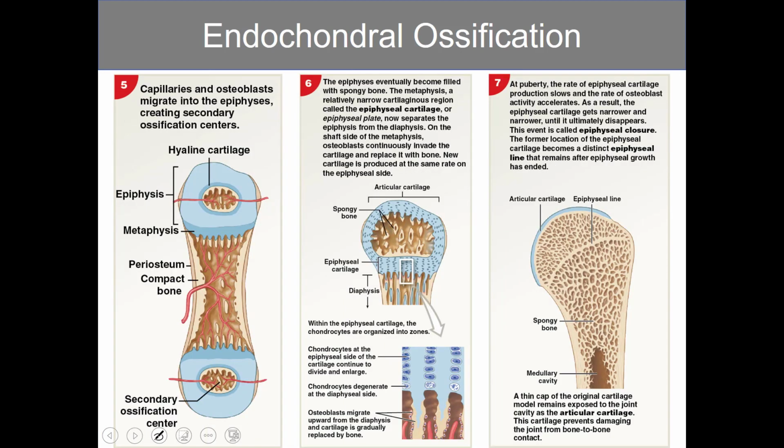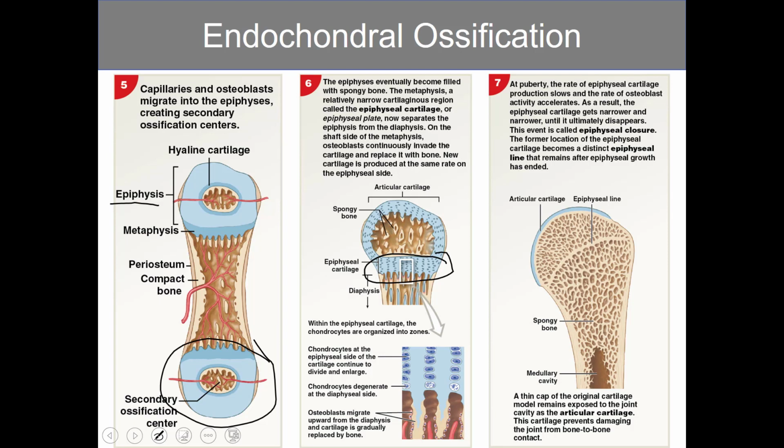In step 5, capillaries and osteoblasts penetrate and migrate into the epiphyses. Remember, the epiphyses are the ends of these long bones. You have one up there as well as one down here. With the migration of those osteoblasts and capillaries into those regions, you get the setup of these secondary ossification centers. The epiphyses eventually become filled with spongy bone, and the metaphysis is a relatively narrow band of tissue separating the epiphyses from the diaphysis.